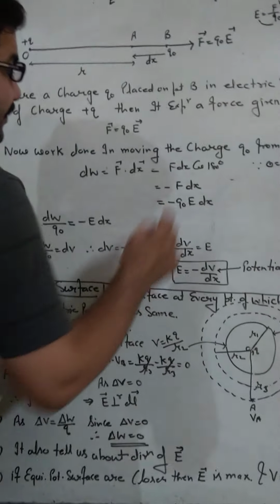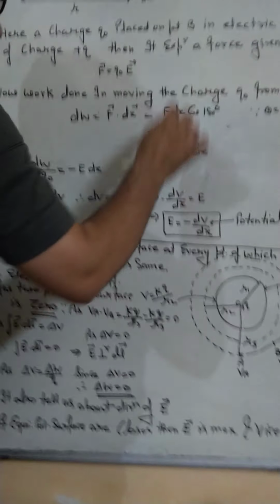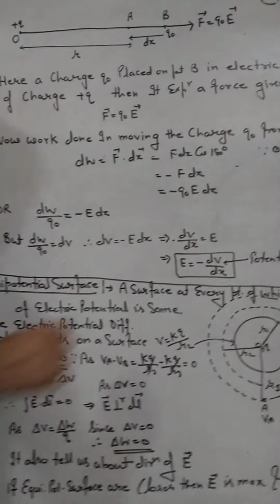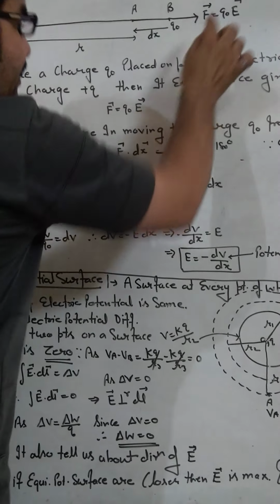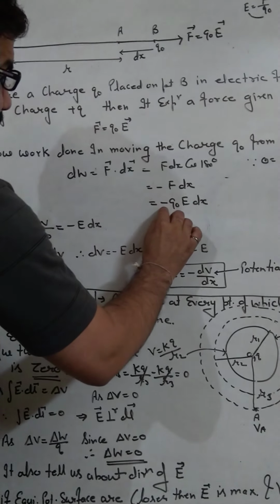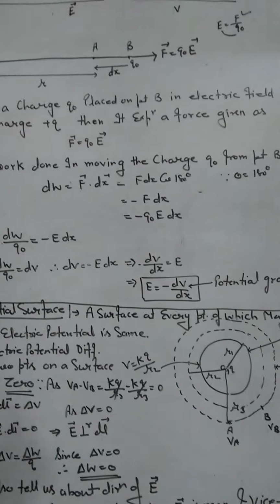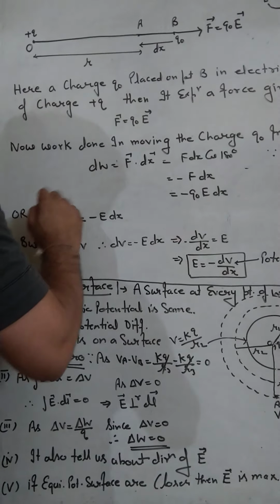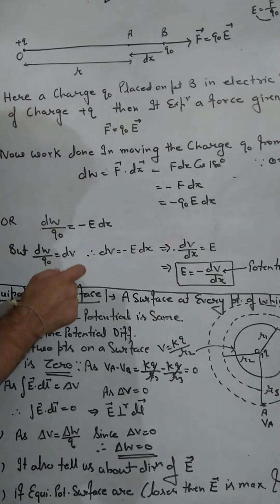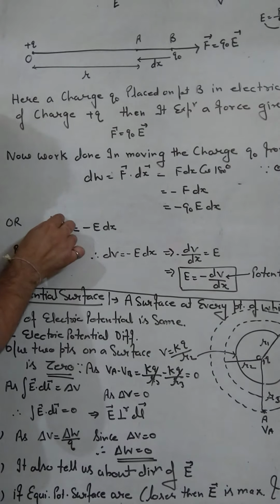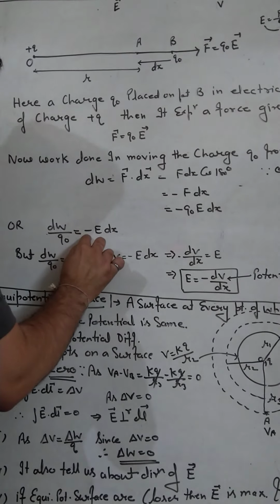But the value of F we already know, it is Q naught E, so it is Q naught E dx. Now I am not taking a vector sign because I am considering just the magnitude. Then the net work done will be minus Q naught E dx. This is the small work done to bring the charge Q naught from B to A. If I take Q naught to the lower side of dW, then that term is equal to minus E dx.